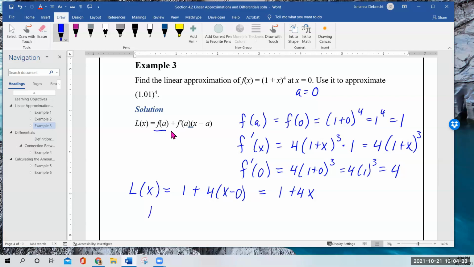Now what we want to find is L of 1.01. In order to find L of 1.01, I need to figure out how far away I am. In this case, what is the value of x? I started with x out there at 0, and now I have 1.01.